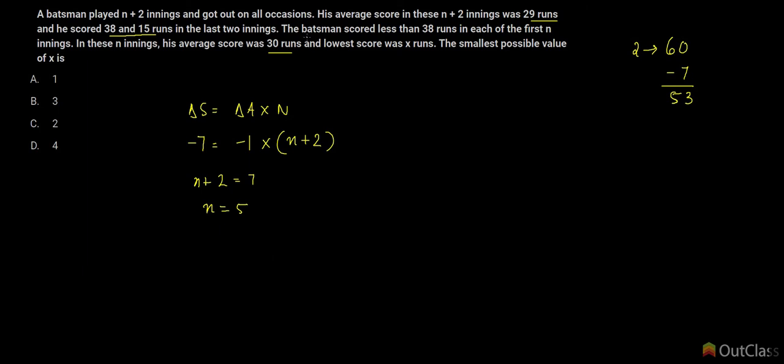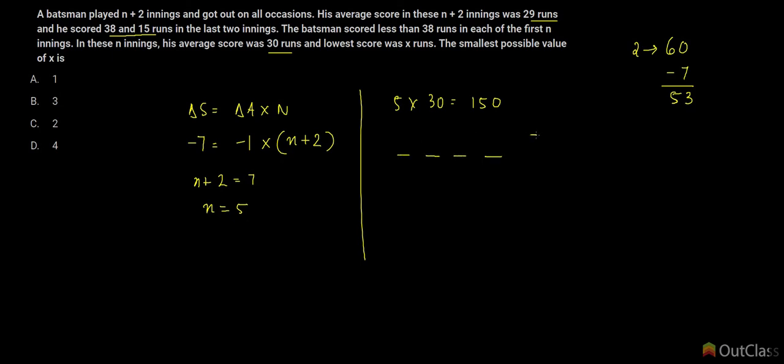Now, then you use this part of the question where he says in those n innings, the score is always less than 38. What could have been the lowest score among the initial n observations? For this second part, you could use basic addition. You could simply say 5 into 30 is 150. So in the first 5 innings, we found that it was 5 and the average is 30. His sum was 150.